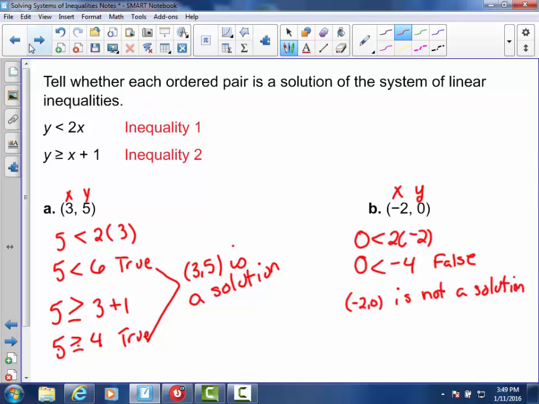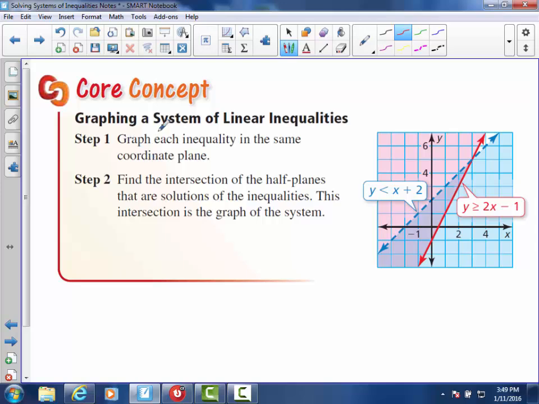Alright, let's take a look at some more information. Graphing a system of linear inequalities. When you graph the system, you're going to graph each inequality on the same plane. So here are our two inequalities. Y is less than x plus 2, y is greater than or equal to 2x minus 1, and you graph each one on the same grid. Then you're going to find the intersection of the two.